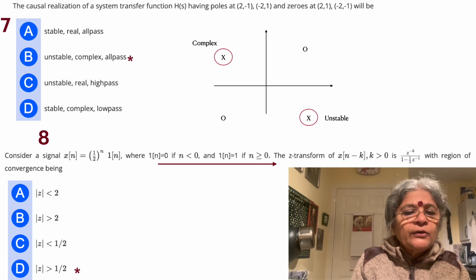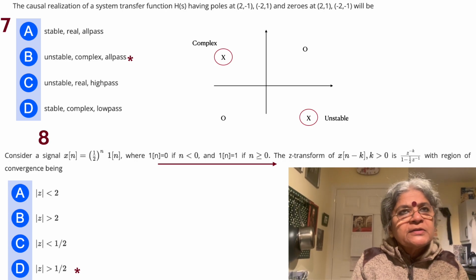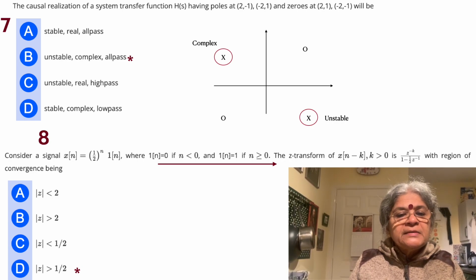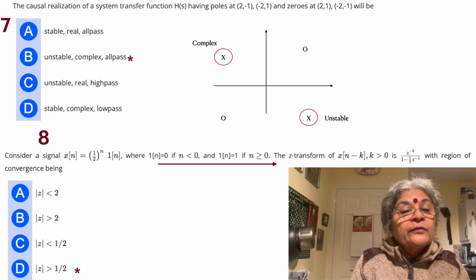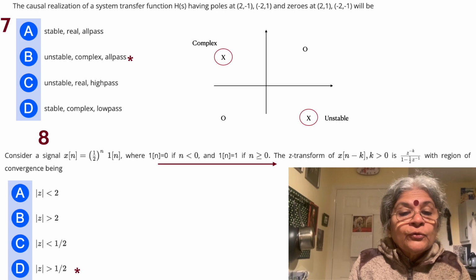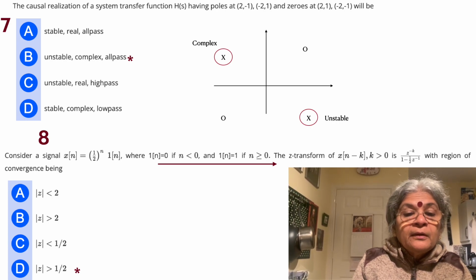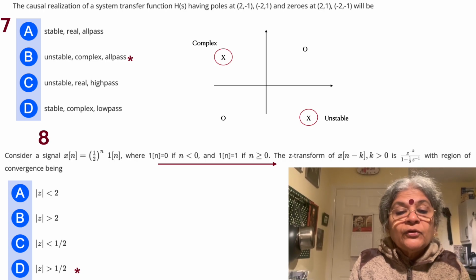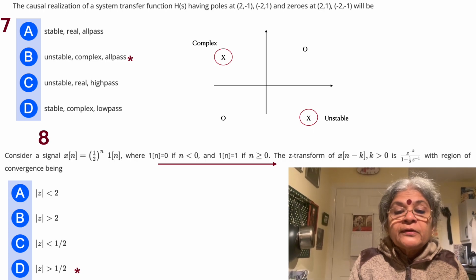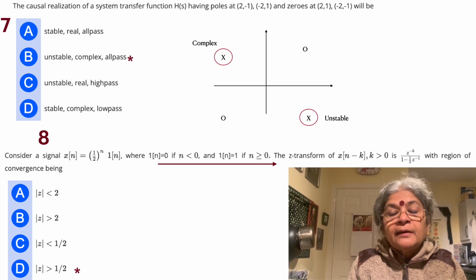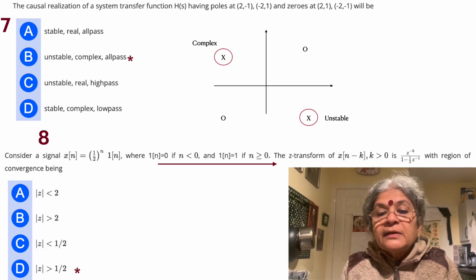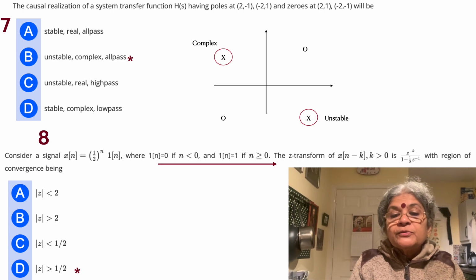Consider signal x[n] equal to half raised to n, u[n]. Okay, so it is the same as u[n], or a right-sided signal. And so right-sided signal means that you can have a region of convergence greater than half. Okay, where u[n] is equal to 0 if n is less than 0, just like a right side signal, and u[n] is equal to 1 if n is greater than or equal to 0. Okay, the z transform of x[n minus k], k greater than 0, is z raised to minus k divided by 1 minus half z raised to minus 1. This is the z transform.